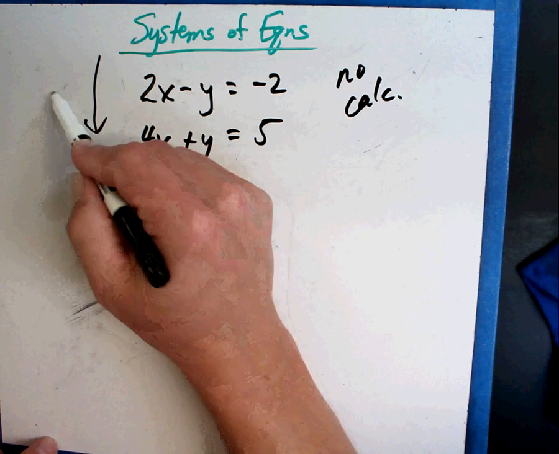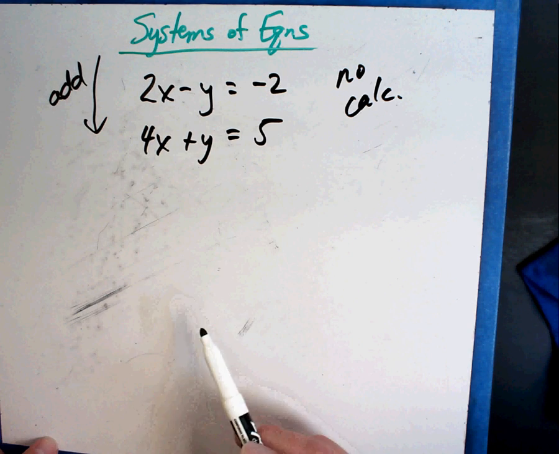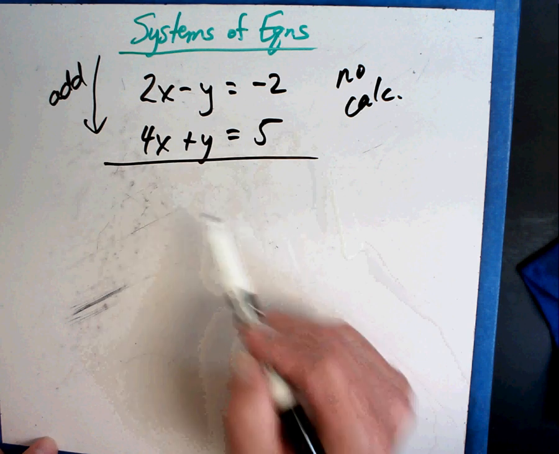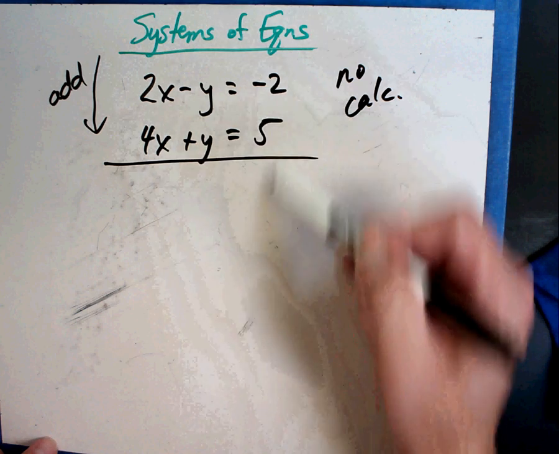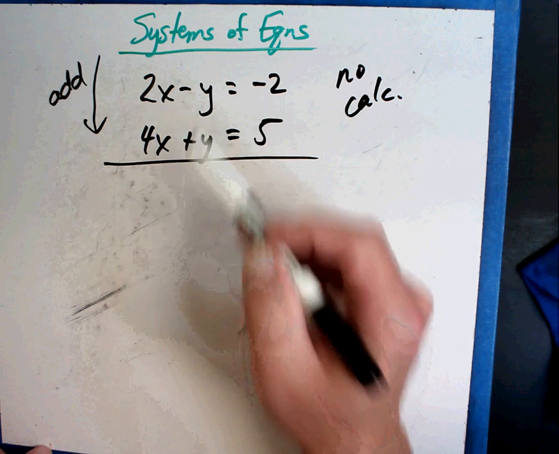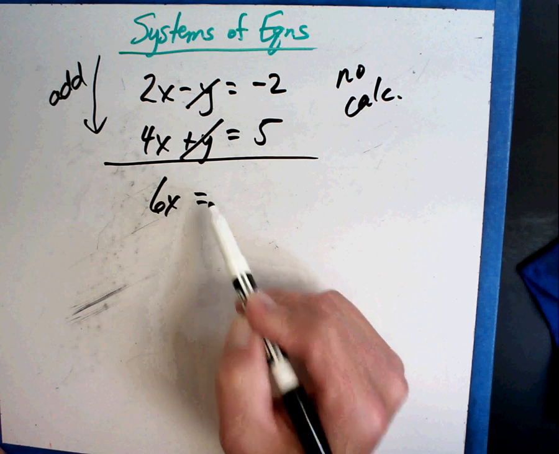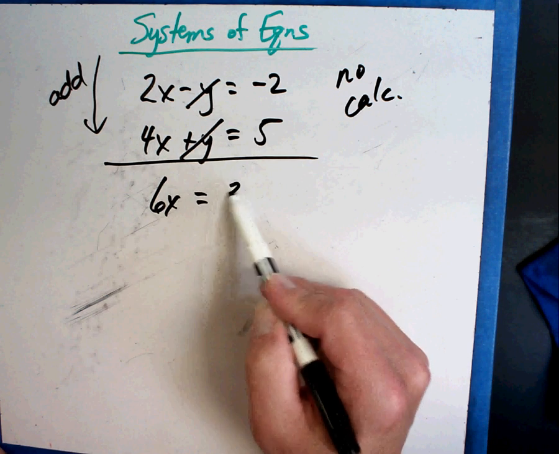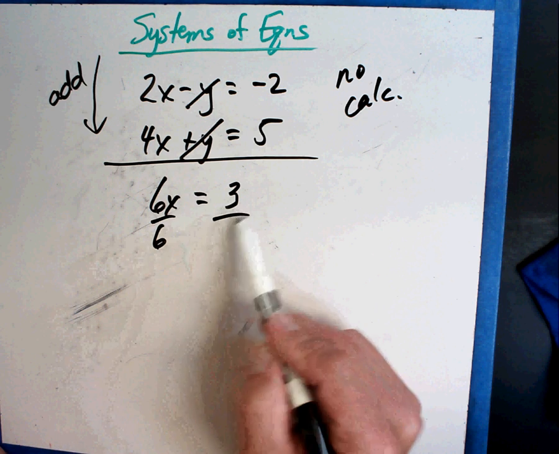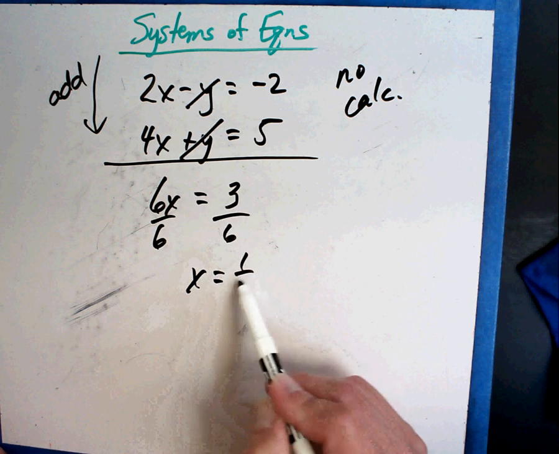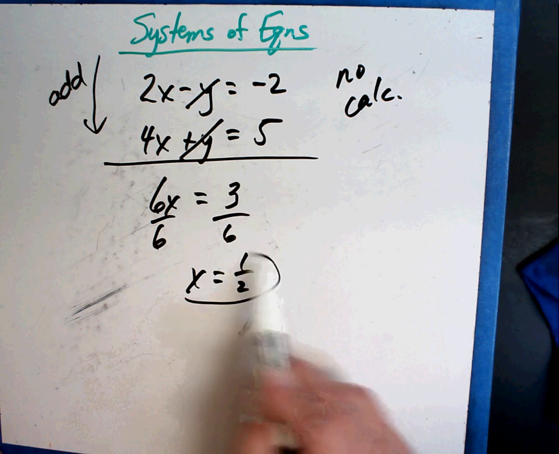Basically, we're going to add down and figure out the answers. So it works like this. We're going to add the x's, add the y's. We're going to just add down. And in this case, you'll notice the y's disappear. That's really nice. We get 6x equals 3. Divide by 6, x equals 1/2 when I reduce it. So I have one of the solutions.